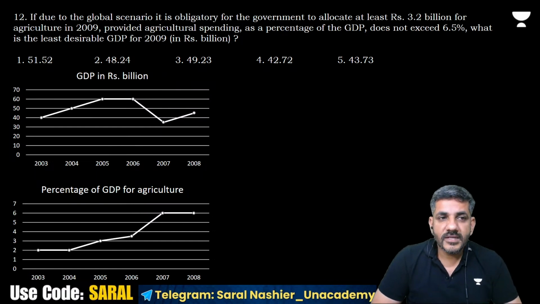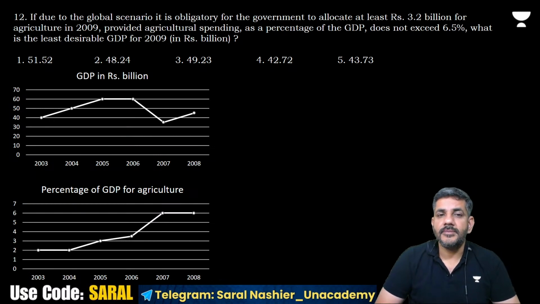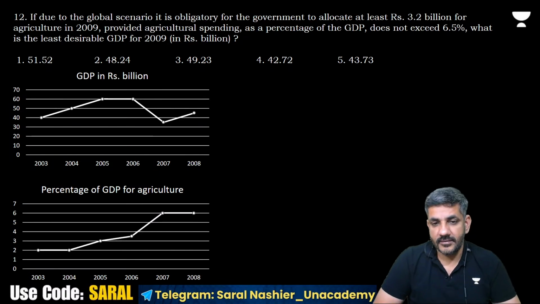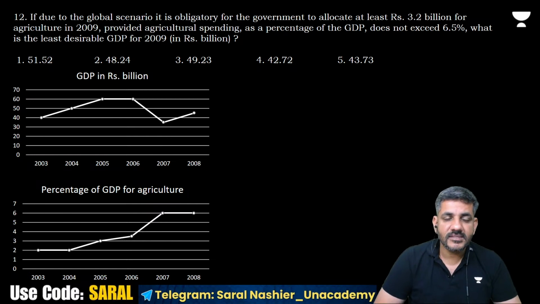Due to the global scenario, it is obligatory for the government to allocate at least rupees 3.2 billion for agriculture in 2009, provided agriculture spending as a percentage of GDP does not exceed 6.5%. What is the least desirable GDP for 2009? Shivam says 3 is the correct answer. That is 49.23. That's great.